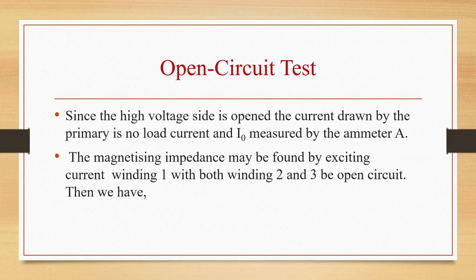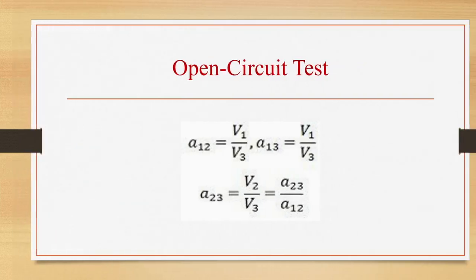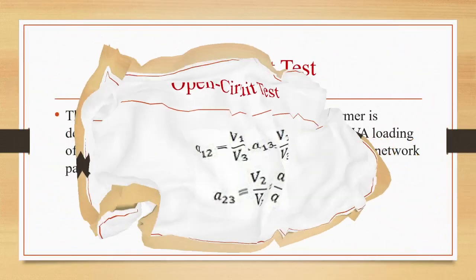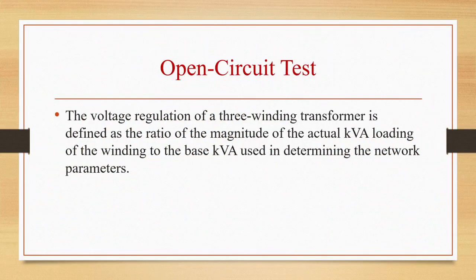Magnetizing impedance can be found by exciting winding 1 with both windings 2 and 3 open circuited. Then we can have the equations: A12 is V1 by V3, A13 is V1 by V3, A23 is V2 by V3, or it is equal to A23 by A12. So the voltage regulation of a three winding transformer can be defined as the ratio of the magnitude of the actual kVA loading of the winding to the base kVA used in determining the network parameters.